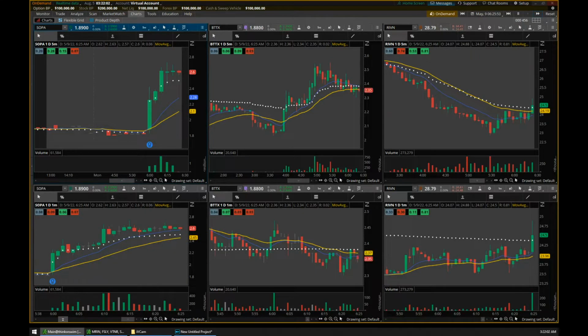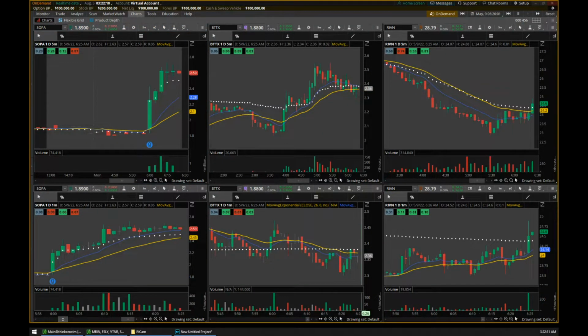Good morning. Here we are looking at SOPA, BTTX, and RIBN. Those are the three leading gappers on the gap scan this morning. So those are the stocks I'm watching to trade.